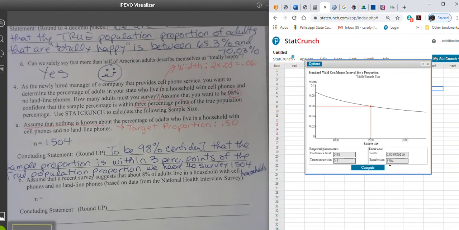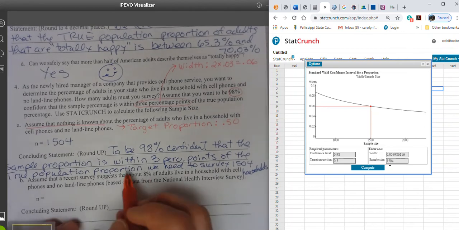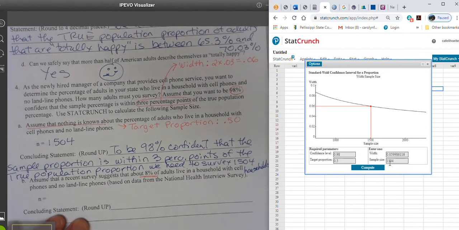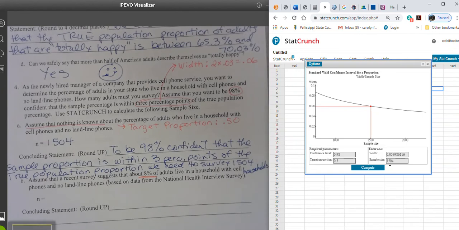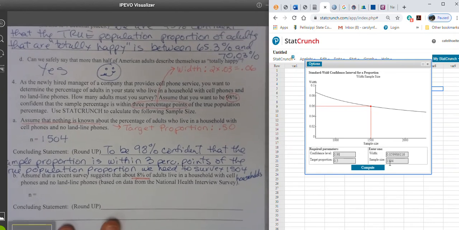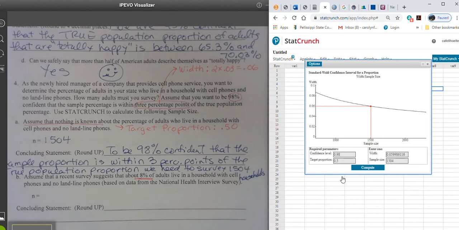Now, how does this change when we have a target proportion, where a prior survey suggests that 8% live in a house with cell phones and no landlines? Over here in StatCrunch, we leave everything else the same except this. I'm going to clear out the sample size here. This stays 98. Our target proportion now changes to 0.08. And our width stays the same. Our margin of error was 3%, so 2 times the margin of error is 0.06.